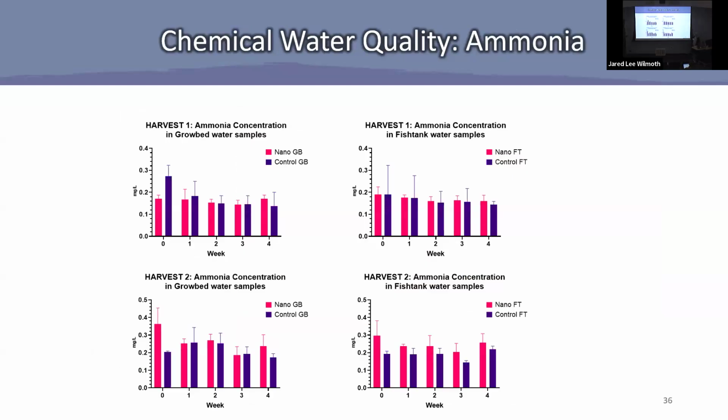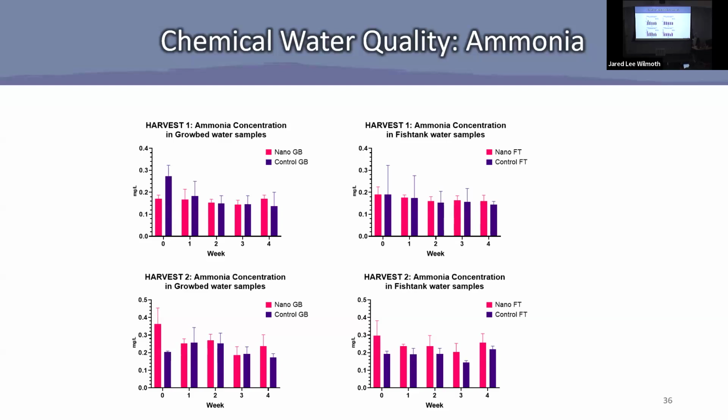So in regards to the data, for harvest cycle 1, we collected and tested grow bed water samples and fish tank water samples. The reason we did that was because we're adding the treatments to the fish tank, but we're expecting to see an impact on the grow beds. So that's why we decided to test both water samples, the grow beds and the fish tank.